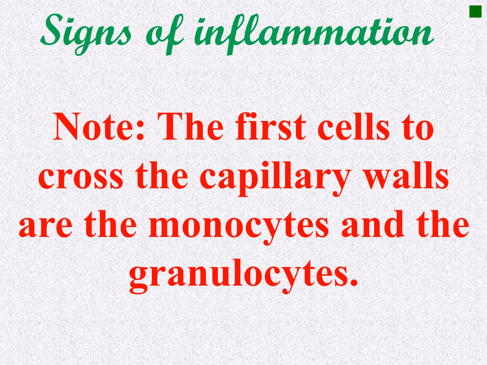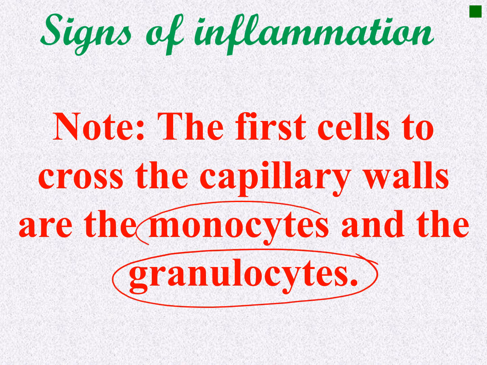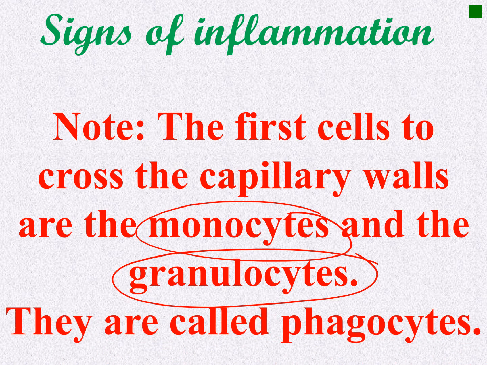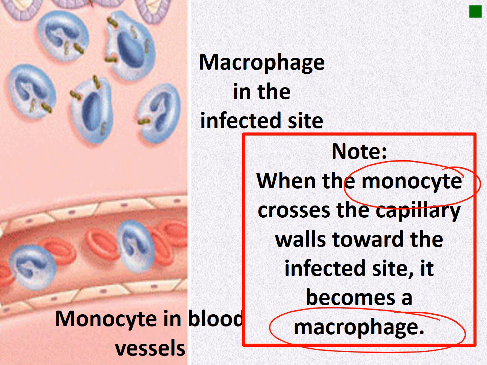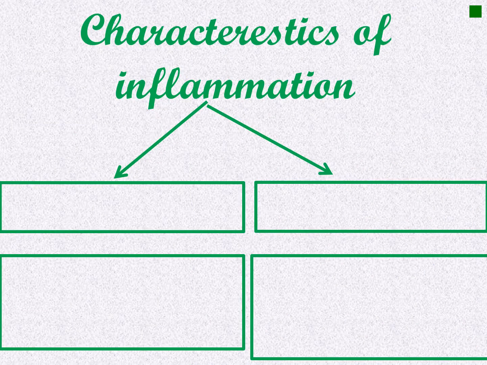The first cells to cross the capillary walls are the monocytes and the granulocytes because they have a role in phagocytosis, so they are referred to as phagocytes. Macrophage: in the site of infection, when the monocytes cross the capillary walls toward the infected site, immediately the monocyte becomes a macrophage that has a role in phagocytosis.